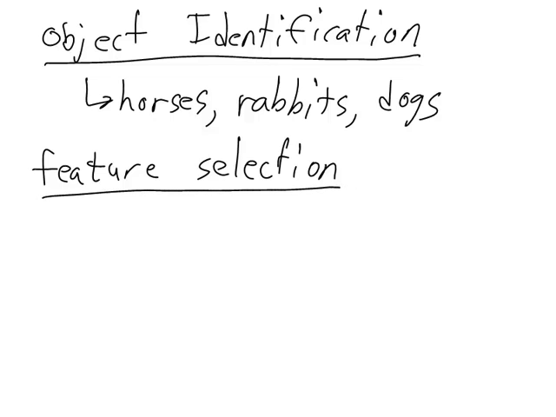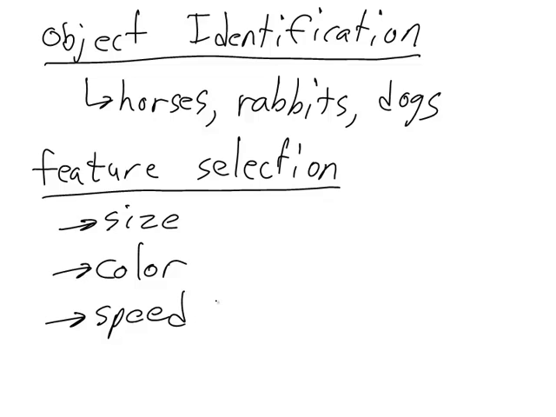For the example of trying to detect the difference between horses, rabbits, and dogs, we might decide that the features that we need are size, color, and speed that the object is moving. I don't know if these really would tell us the difference between horses, rabbits, and dogs. We'd have to try this and see whether or not it works.